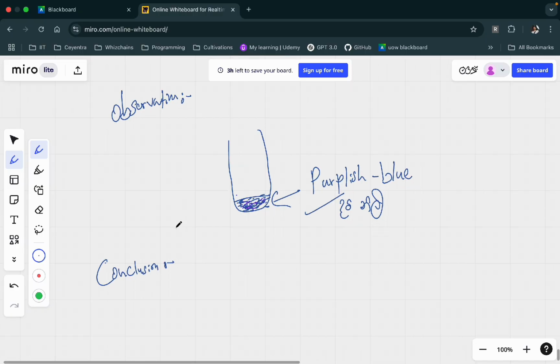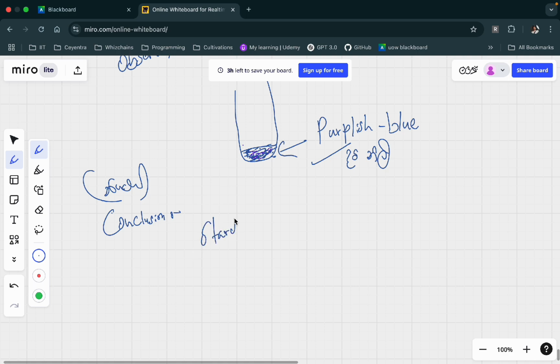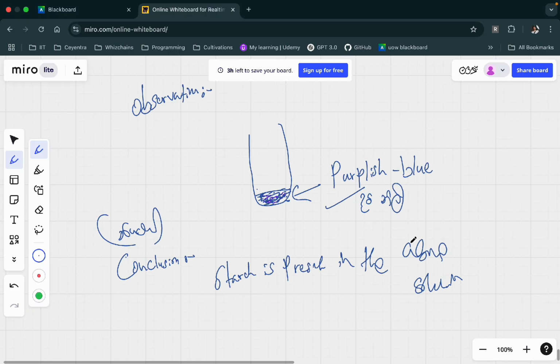So what's the conclusion? Conclusion is නිගමනය in Sinhala. What's the conclusion? So what's the conclusion that we can arrive at by looking at our observation? The conclusion is starch is present in the above solution. So this is the conclusion.